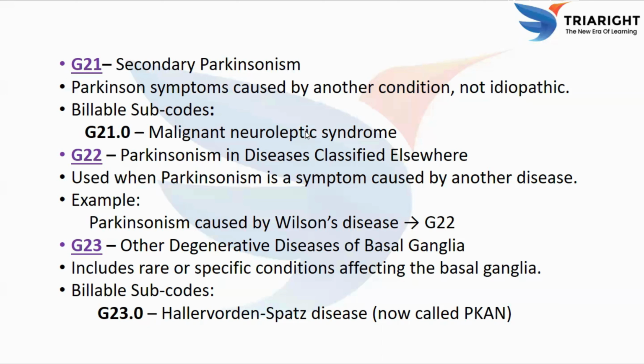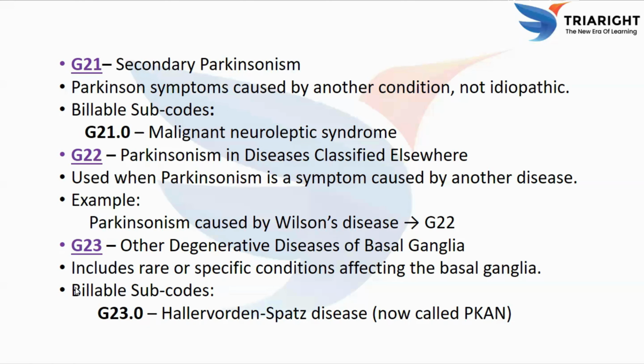So G21 is not known, G22 is another known disease. For example, Wilson's disease causing Parkinsonism, you have to put G22. This Wilson's disease damages the basal ganglia, so Parkinson-like symptoms appear. So in that case, you have to assign the code G22. The next code, G23, is other degenerative diseases of the basal ganglia.